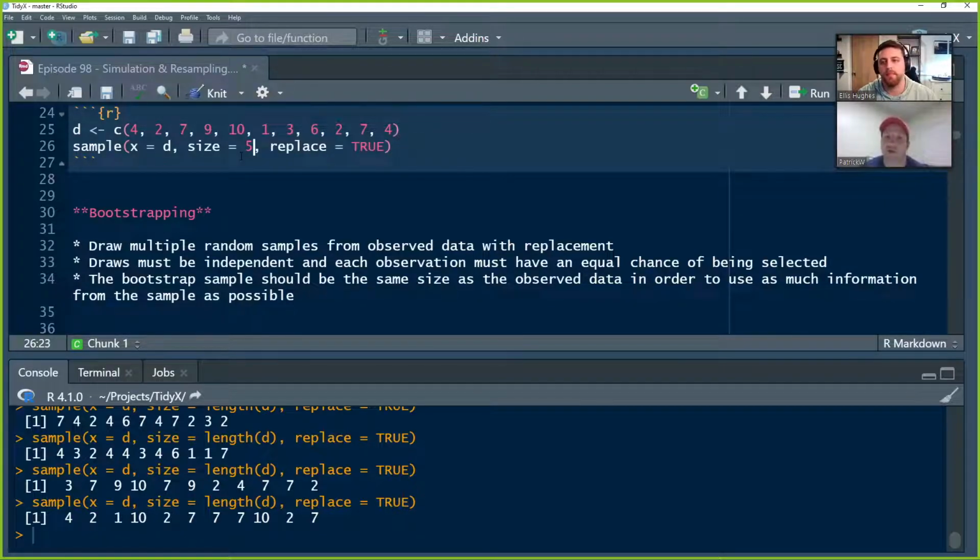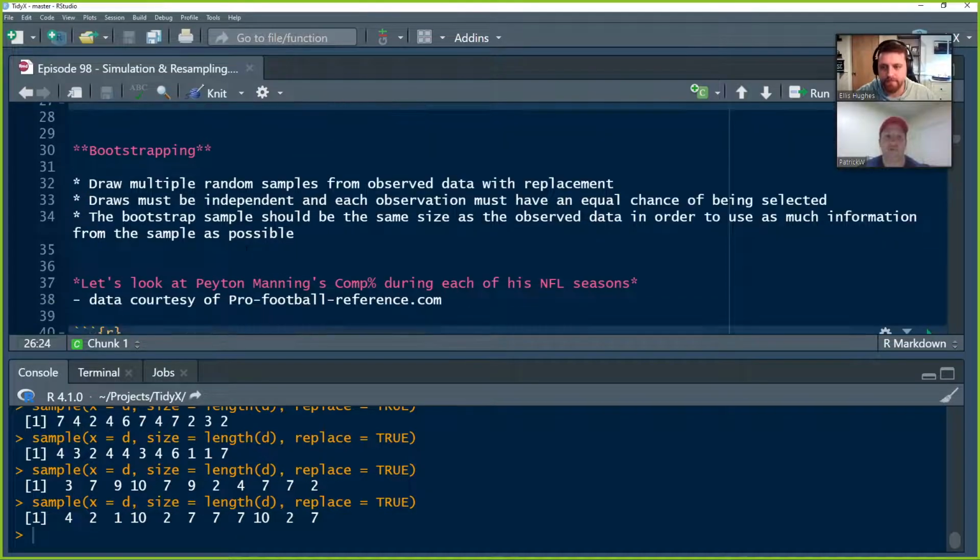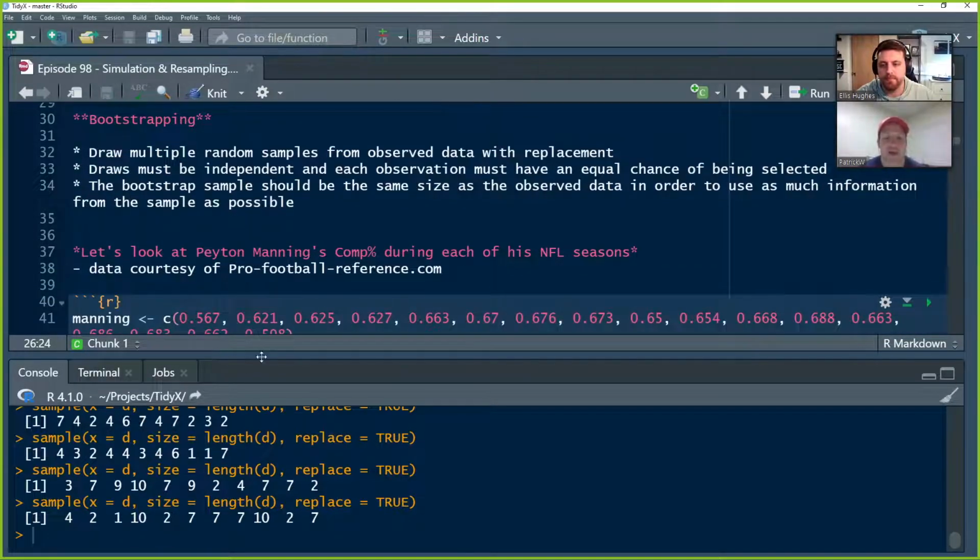Every one of those values has the same chance of being selected, and none of them are dependent on each other. So we're just pulling that information. So that's what the bootstrap is. So let's look at an example.